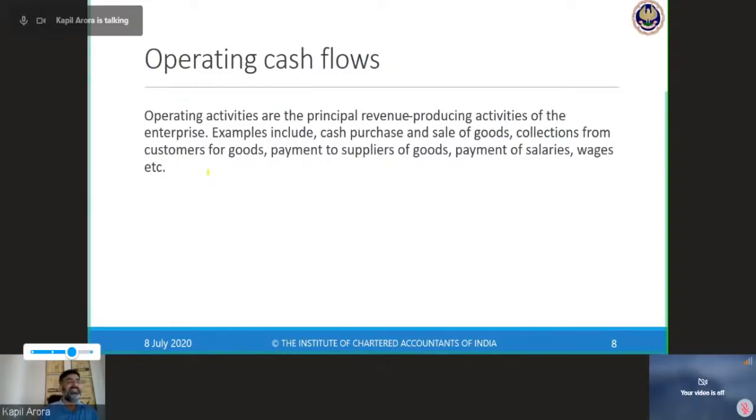So let's drill down further into what operating cash is, what financing cash is, and what investing cash is. It says operating activities are the principal revenue-producing activities. And these are the most important activities.